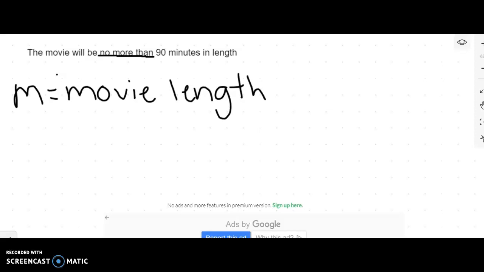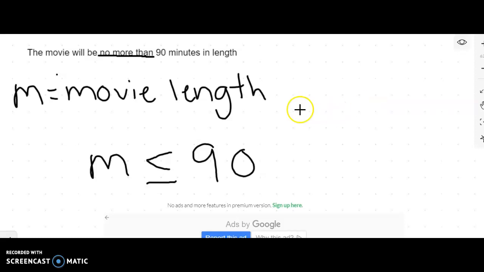Make sure you're defining your variable each time so that we know what you're talking about. All right, so since it says no more than, we know that this number cannot be more than 90 minutes. Right, because it says no more than, so it cannot be longer than 90 minutes. So I'm going to go ahead and put a less than sign there. And since it can be no more than, that means it could be 90 minutes, but it cannot exceed 90 minutes. So I'm going to put a line under here to show that this is a less than or equal.